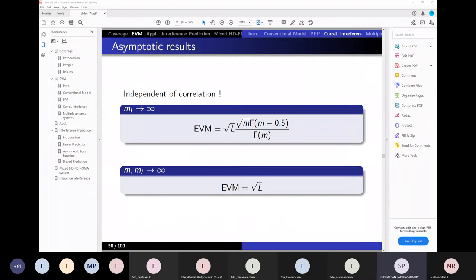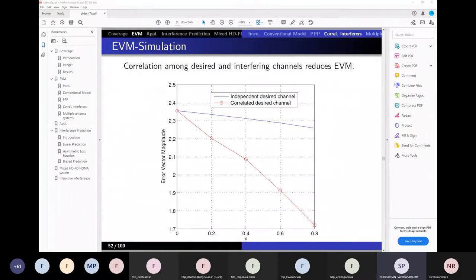Next slide, slide number 52. What we were able to analyze was only correlation among interferers. We did not consider correlation between the interfering channels and the desired channel, because it is analytically tough to do. So we just thought we would simulate and see. If the interfering channels and the desired channel are correlated, the EVM decreases further. We already know that if the interfering channels alone are correlated, the EVM will be less than the EVM in the independent case. This is much stronger: if the interfering channels and the desired channel are also correlated, then the EVM reduces even further. But there is no analytical proof for this. It is just a simulation-based study.